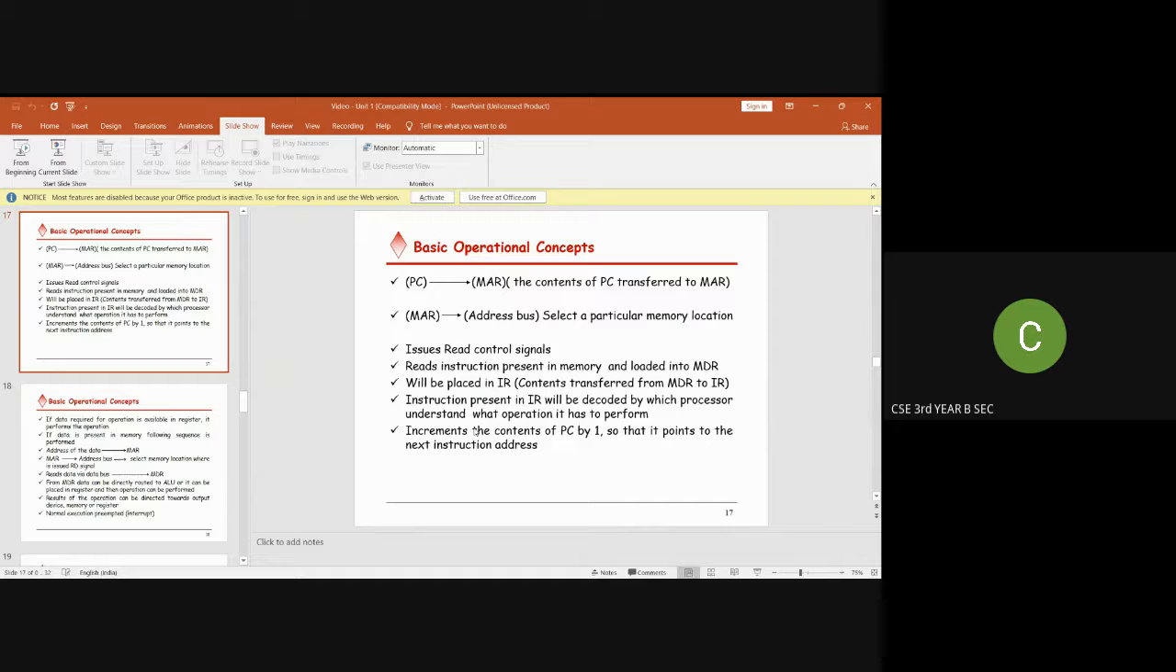After doing this read operation from the memory, the PC is incremented to the next address. After the particular instruction is loaded into the IR, the PC automatically points to the next instruction.